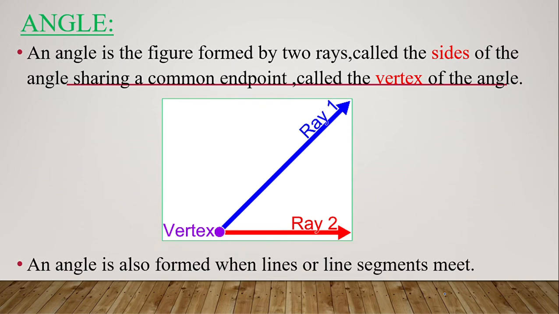Let's see the figure of an angle. You can see two rays, ray 1 and ray 2. These two rays join at a point which is named the vertex, and it forms an angle. This is an angle. An angle is also formed when lines or line segments meet at a point.